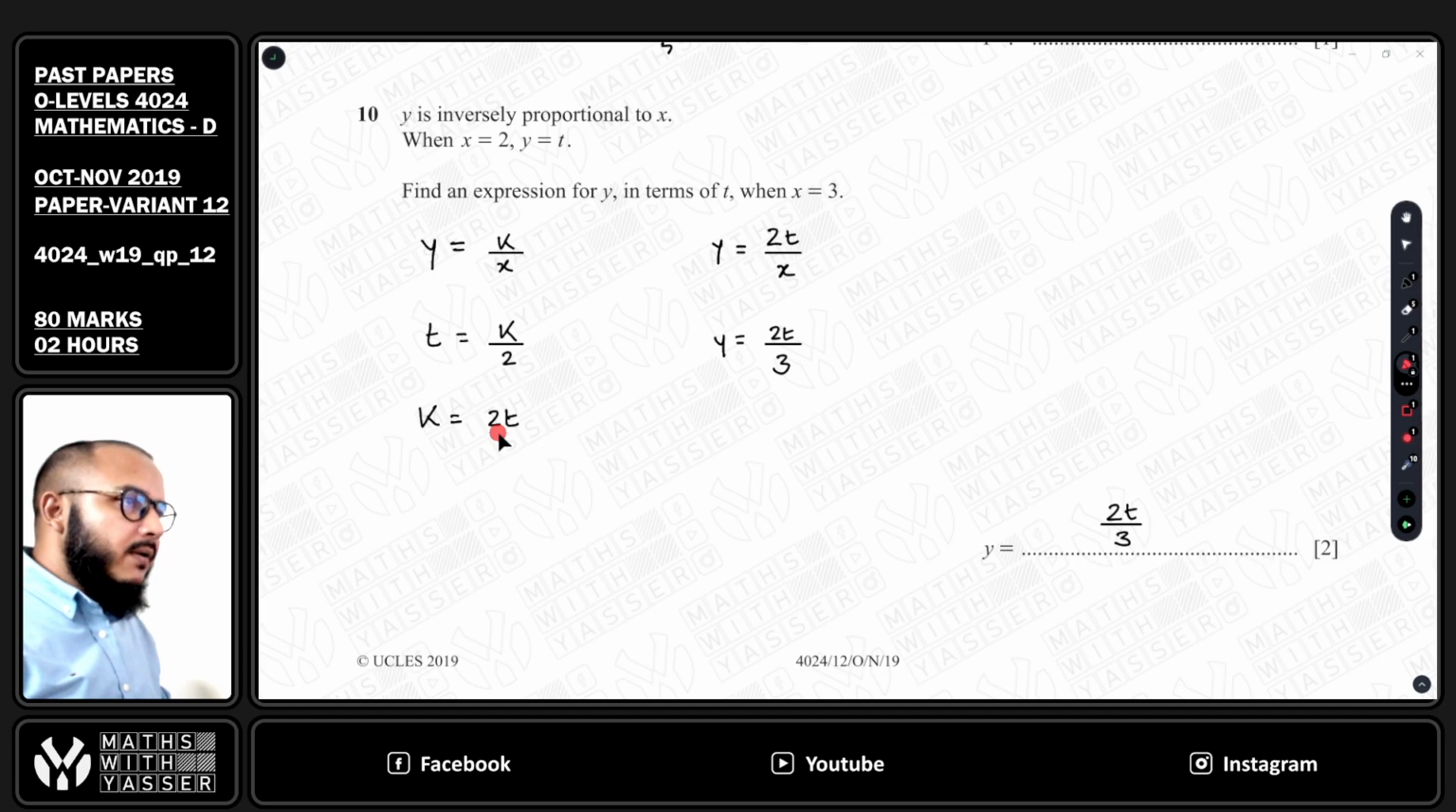Now I can rewrite the equation, and that will be y is equal to 2t over x, because that is the value of k. Now we need to express the value of y when x is equal to 3. So I just need to simply substitute this value of 3 into x, and that will give me y is equal to 2t over 3.